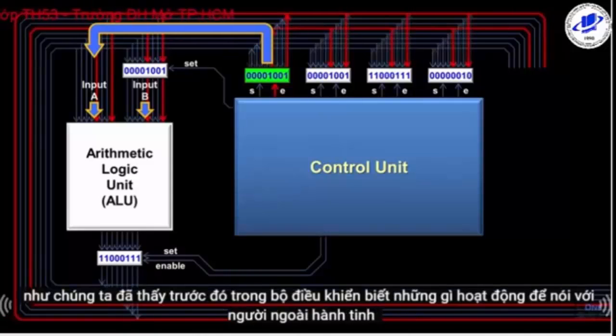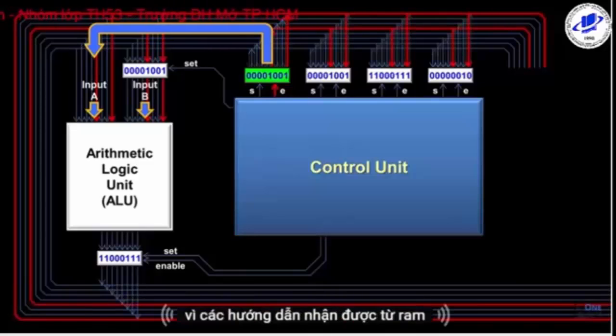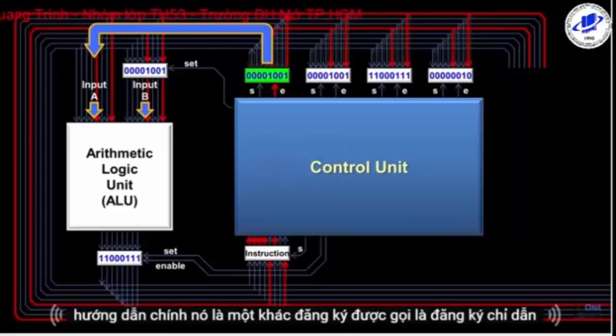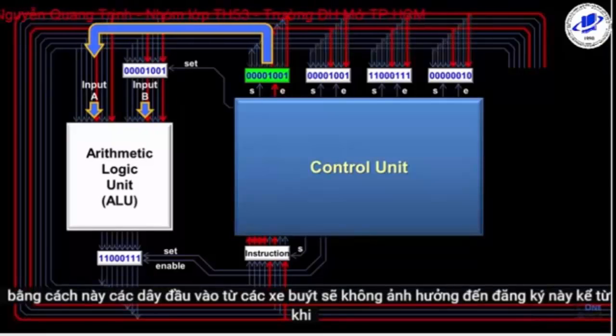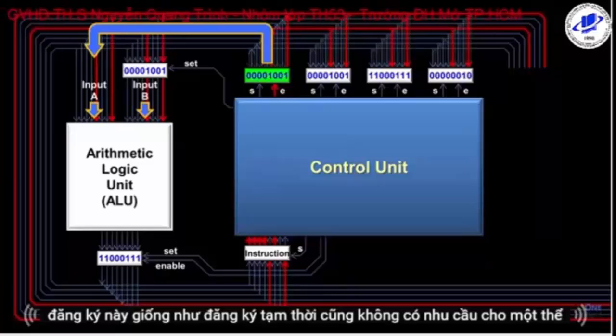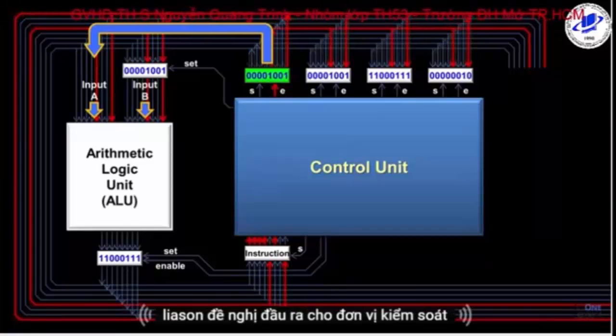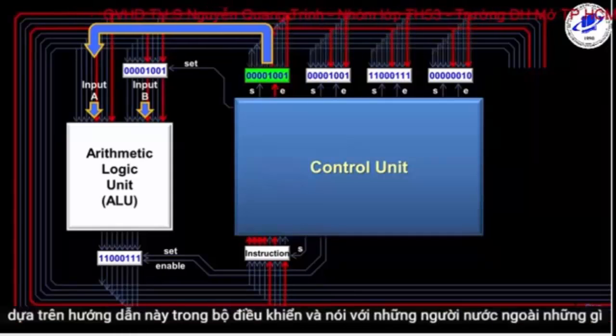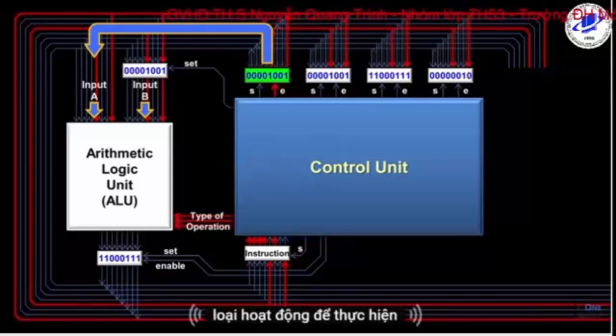As we saw earlier, the control unit knows what operation to tell the ALU to perform because of the instruction it receives from RAM. The instruction itself is in another register called the instruction register. By the way, the input wires from the bus won't affect this register since the instruction was already saved in a previous step. This register, like the temporary register, also has no need for an enable wire since it just outputs to the control unit. Based upon this instruction, the control unit then tells the ALU what type of operation to perform.